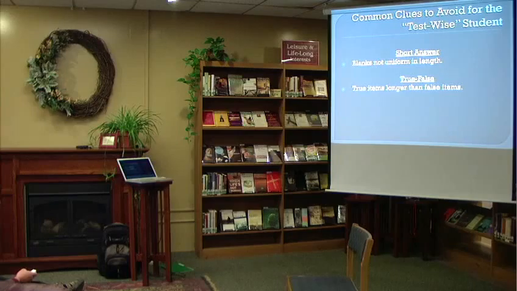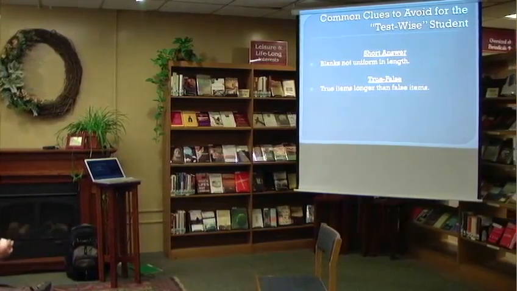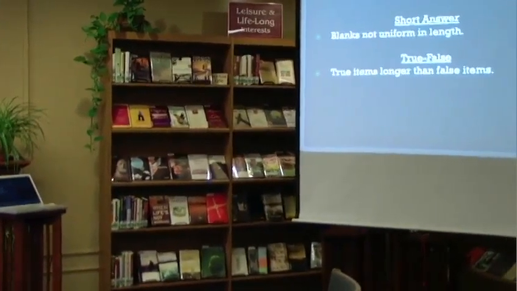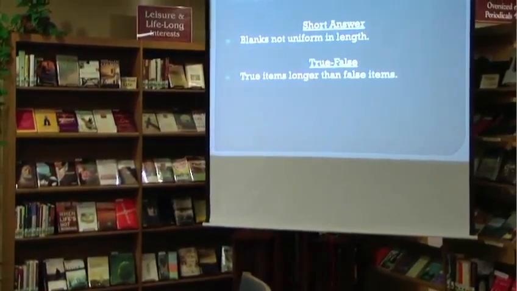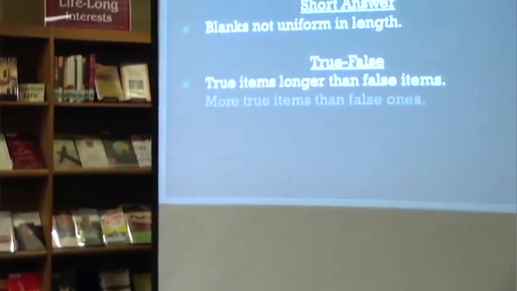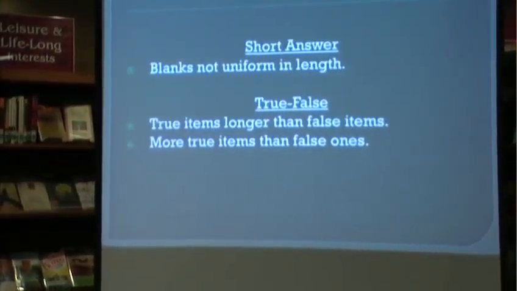So it turns out that true items typically have more words in them than false items. And there are some students that actually know that. So if you had no idea which were true, which were false, pick the longer ones, mark them true, shorter ones, mark them false. You'll be right more than wrong. And there tend to be, especially on teacher-made tests, more true items than false items. So again, if you have no idea whatsoever, mark them true, you'll be right more than wrong. Now, why this happens, who knows?